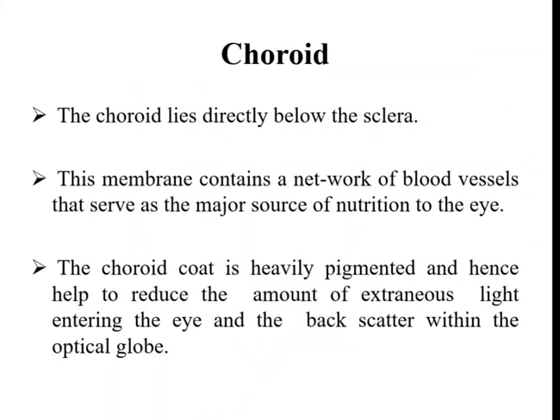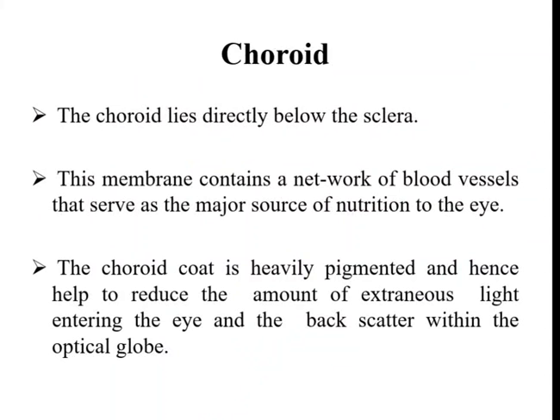Next one is the choroid. The choroid contains a network of blood vessels that serve as the major source of nutrition to the eye. It helps to reduce the extraneous light entering the eye. It has two parts: the iris diaphragm and the ciliary body.